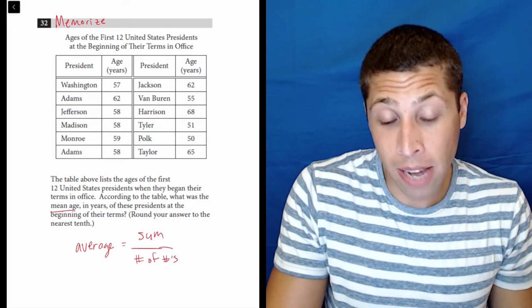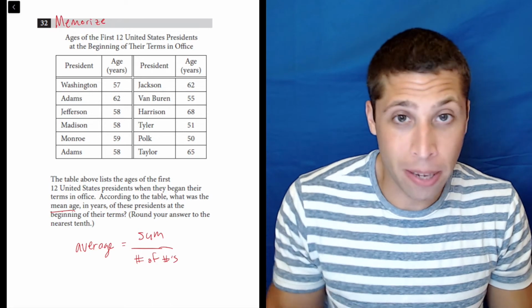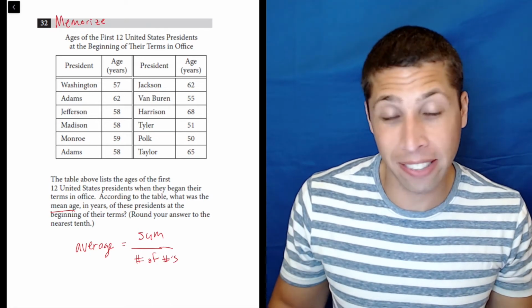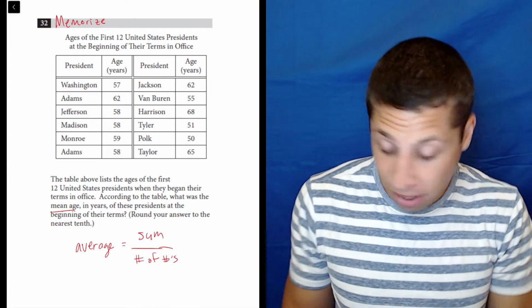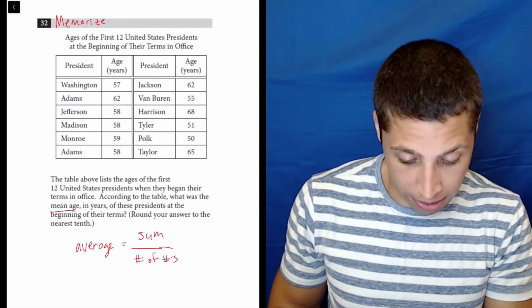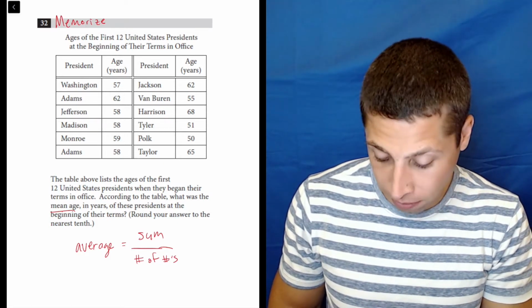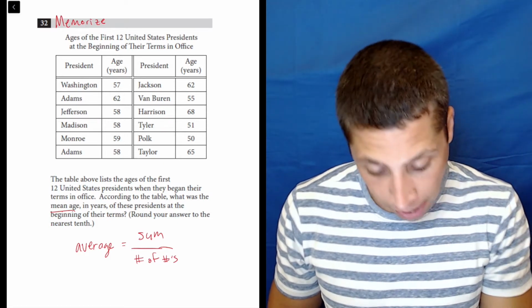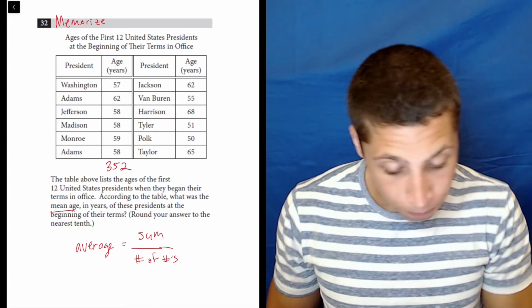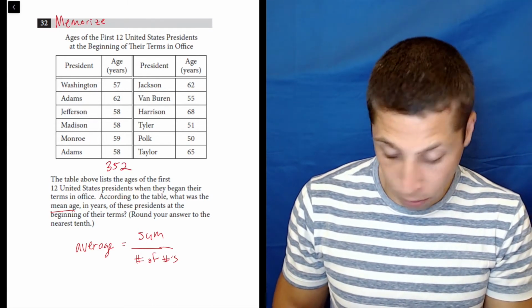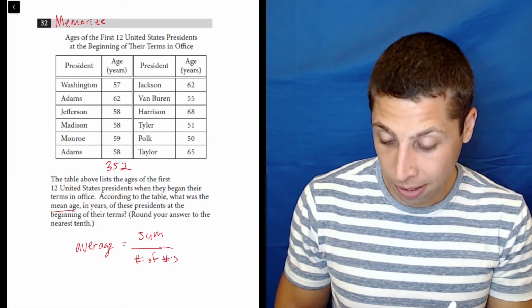For these ages, just add them up. I mean, you should maybe do it in two pieces because there's two columns, and that makes it less likely we'll make a careless mistake. But I'm just going to add up down the columns here. 57 plus 62 plus 58 plus 58 plus 59 plus 58. That's 352. 62 plus 55 plus 68 plus 51 plus 50 plus 65.